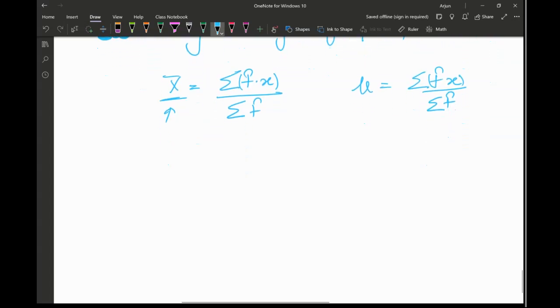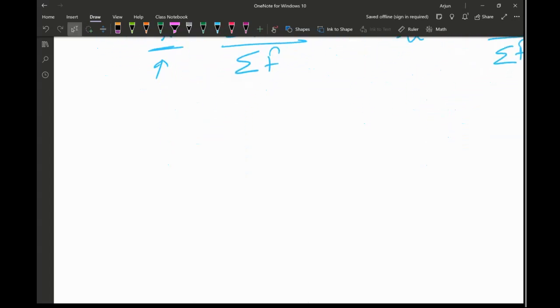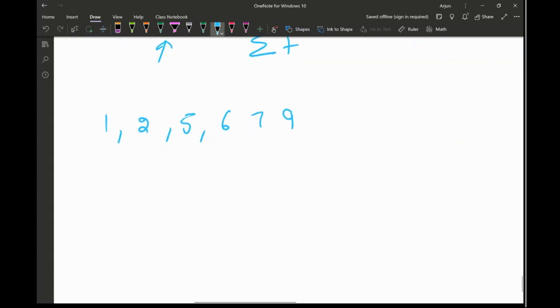Sometimes you will be given the data in raw form. Raw form means you are given the data 1, 2, 5, 6, 7, 9. These are the data points given to me. Or I will actually put some more numbers: 1, 2, 2, and here I'm going to take smaller numbers so that I can easily do the calculations. 3, 3, 6, and I'll put 8, and here 8 also.